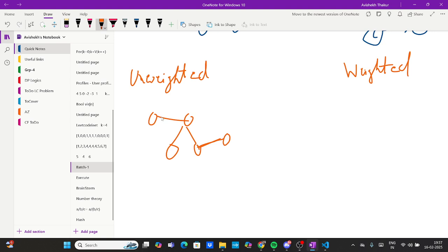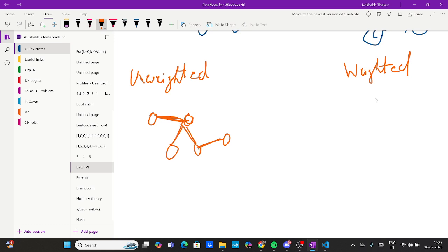So whenever you don't have a weight, what do you mean by weight? Weight means some number associated between two nodes. I mean, if there is some information represented in an edge, that is weighted. In this case, you don't have any numbers or information, right? It's just a normal graph, correct?